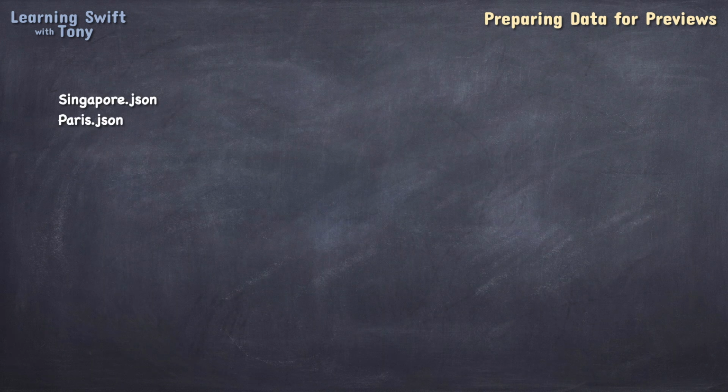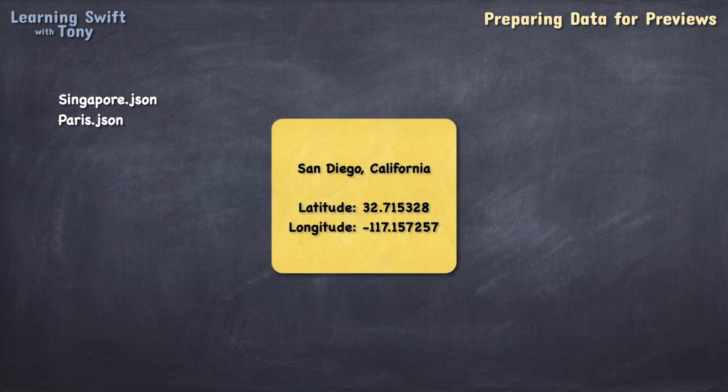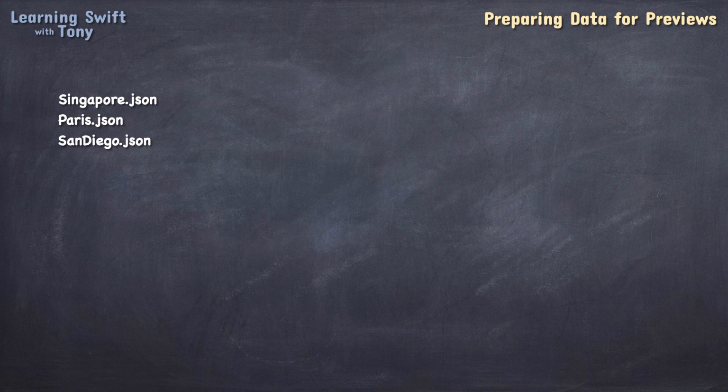Now do the same for a third location. I will choose a United States location this time. Let's say San Diego, California. It has a latitude of 32.71 and a longitude of negative 117.15. Save the data you receive for these coordinates into a new text file called sandiego.json.